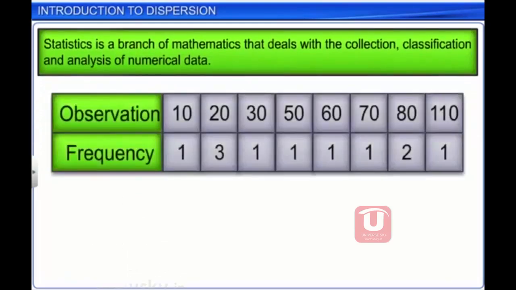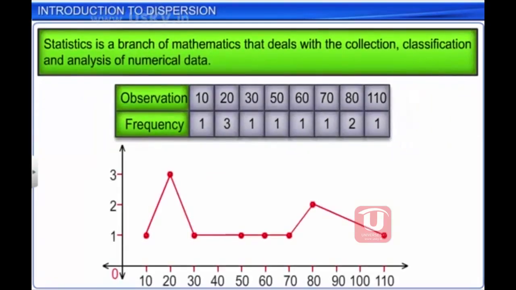Statistics is a branch of mathematics that deals with the collection, classification, and analysis of numerical data. We know the methods to represent data graphically and in a tabular form.